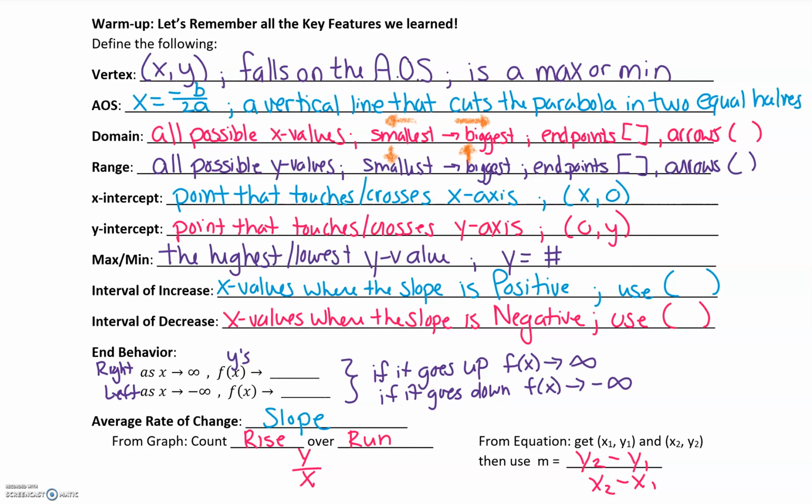And when you're finding your average rate of change, that means you're calculating your slope. So between 2 points, if you have a graph, you can just count rise over run from the left point to the right point. If you're going to use an equation and you have 2 points actually given to you, then you can use y2 minus y1 divided by x2 minus x1.